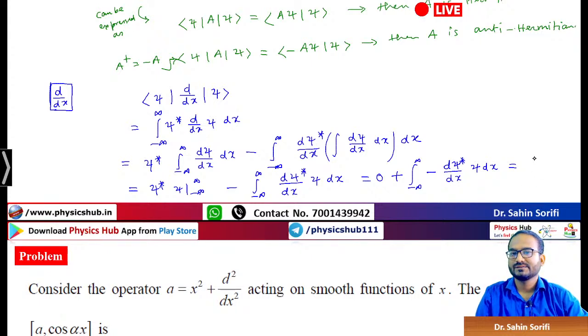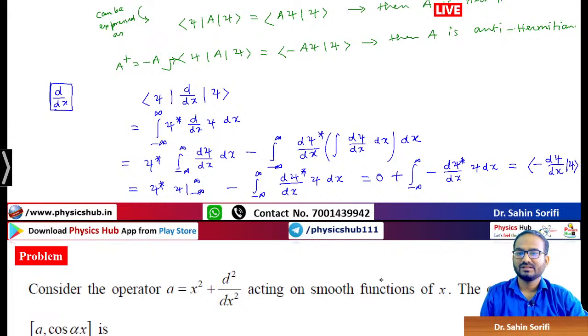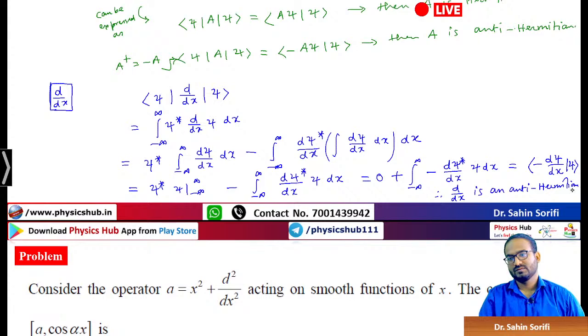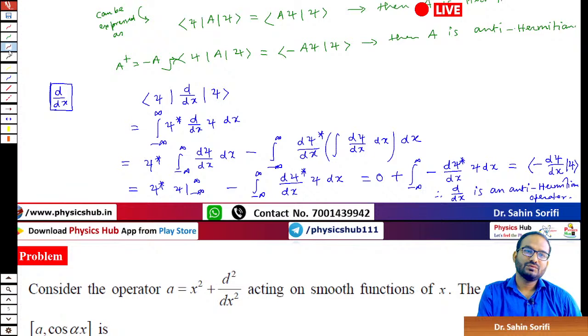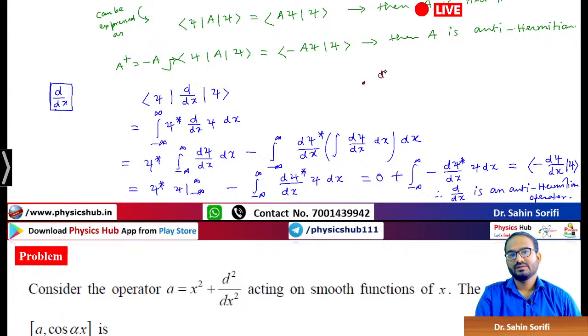So you see the way we write this, this is nothing but minus <d psi/dx|psi>. Can I write it? Therefore, what is the nature of d/dx? d/dx is an anti-Hermitian operator. Is it understood? In this way, if you go for, let's say, d squared by dx squared, by following the same approach, you will find this to be Hermitian.